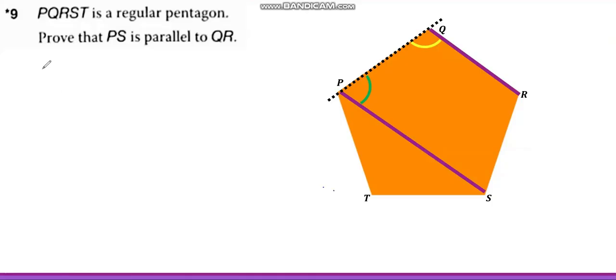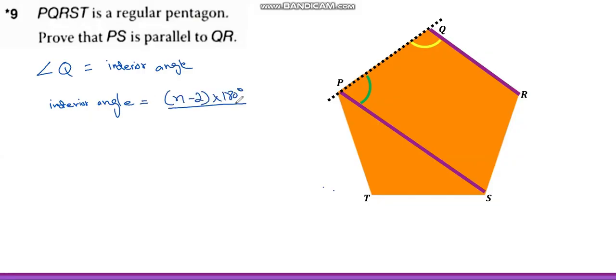Let's work out the size of angle Q. Angle Q is basically the interior angle of the pentagon. So we know that the interior angle of the pentagon can be found by using this formula: interior angle equals n minus 2 times 180 degrees divided by n. We know that in a regular pentagon there are 5 equal sides, so 5 minus 2 times 180 divided by 5, and that will be 108 degrees. It means the angle over here is 108 degrees.